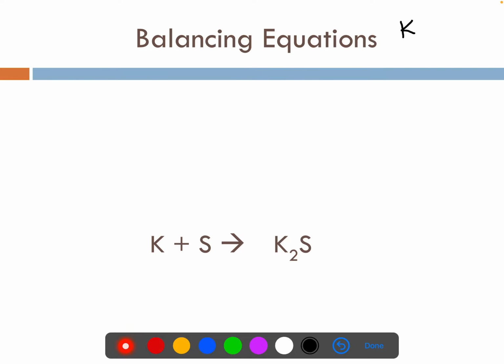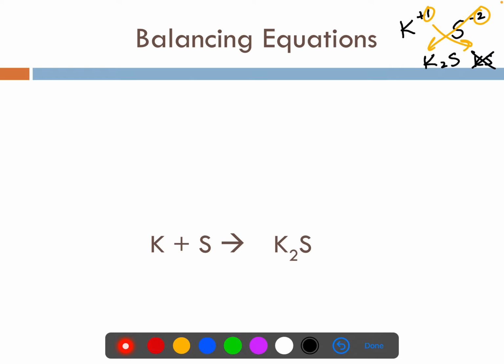Well, you can't forget what you learned at the beginning of the year. You can't forget that potassium has a positive 1 charge, sulfur has a negative 2 charge, and you can crisscross, or however you like to think about this. But when you get potassium sulfide, it has a chemical formula of K2S. You can't change that. You can't make it KS just because it's convenient for you.